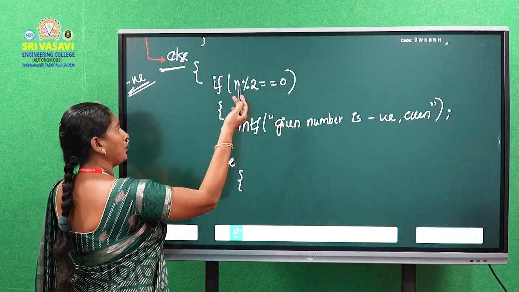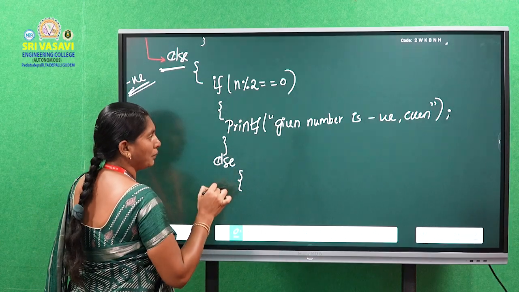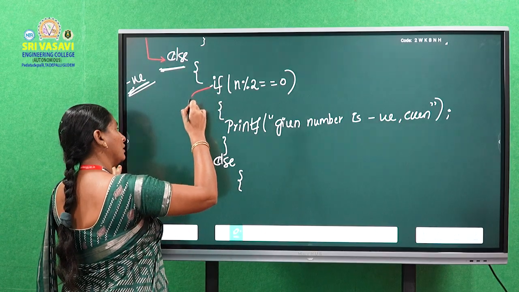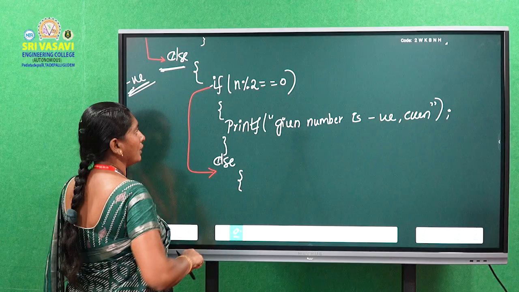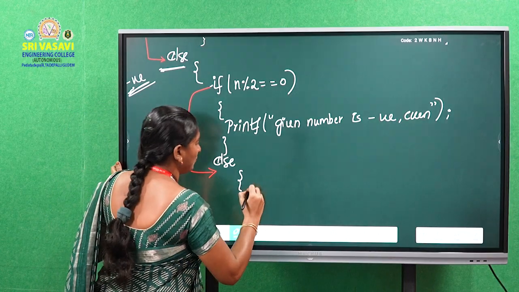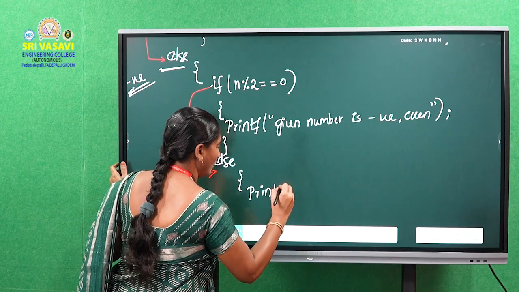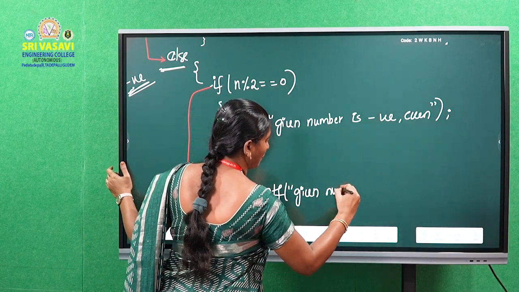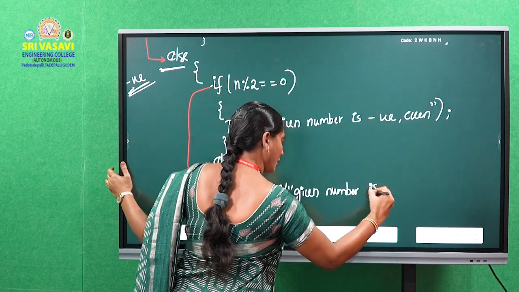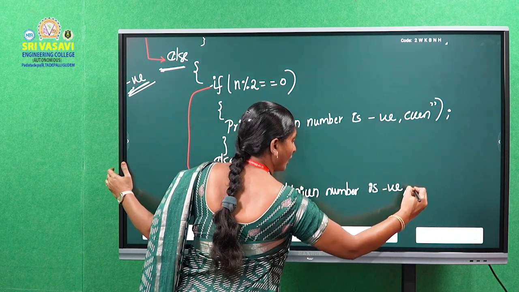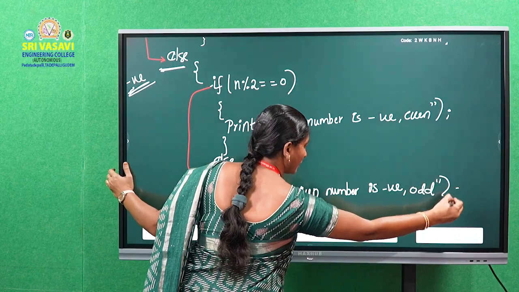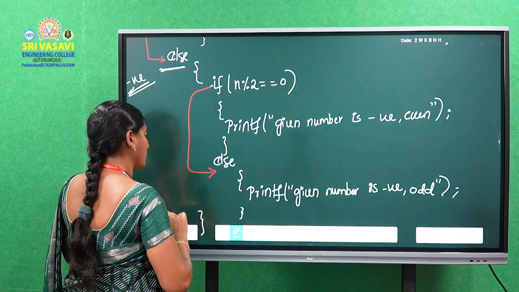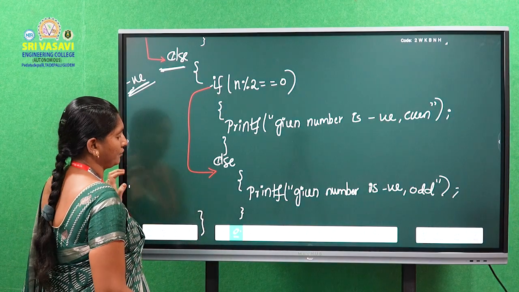So the negative number may be an even number or may be an odd number. If the condition fails, that means the negative number is not an even number. That means it is an odd number. So here you have to display given number is negative and it is an odd number. Finally, you have to close this.